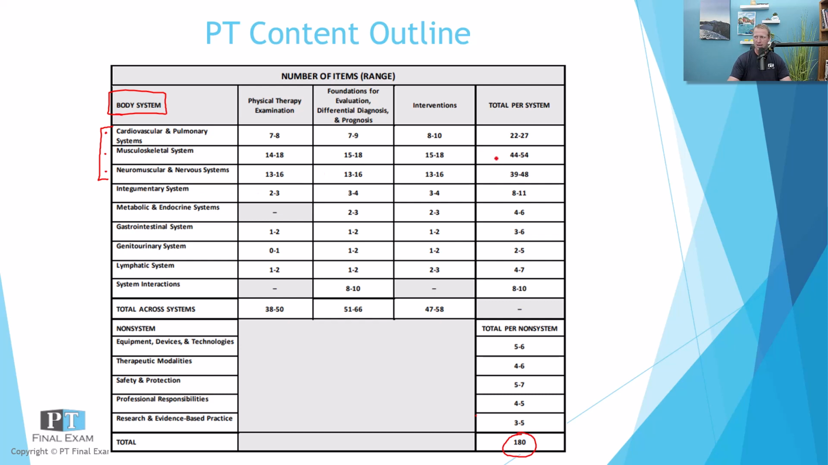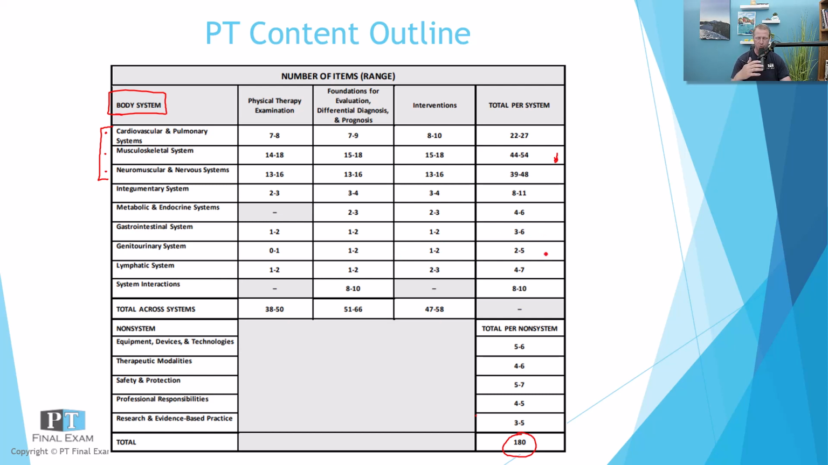Of note, just as an FYI, they reduced the number of actual MSK questions, and then they added a few questions really just in a few of the other categories. But what they did is they took the heavy emphasis off musculo and dispersed some of those questions among the other systems. So we've got cardio-musculo-neuro, integumentary, metabolic endocrine, gastrointestinal, genitourinary, lymphatic, and system interactions. All of these will have a handful of questions.